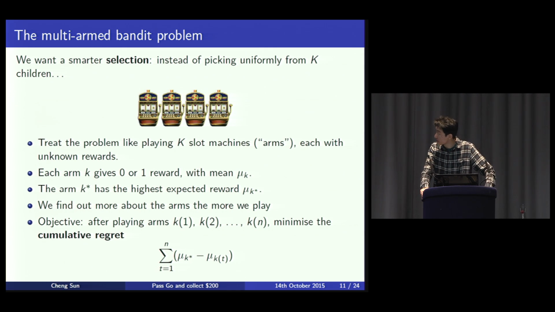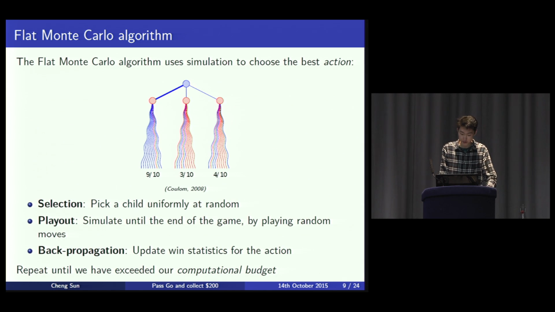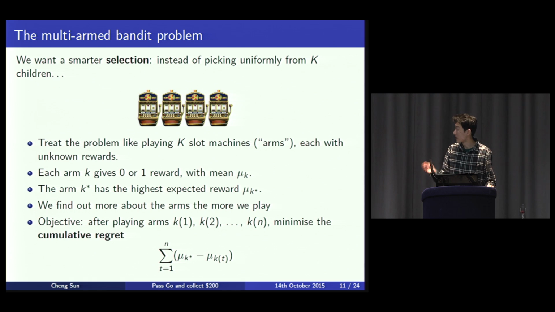What we're doing here is we have a problem in selection. So if we go back to the algorithm, we basically have 3 steps. There's the selection step, where we pick a child at random. We play out, and then we backpropagate the results back up. The problem here is selection, because we're just choosing uniformly at random. But actually, we want to take into account the results that we get from performing the selections.